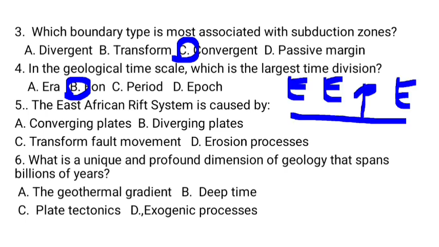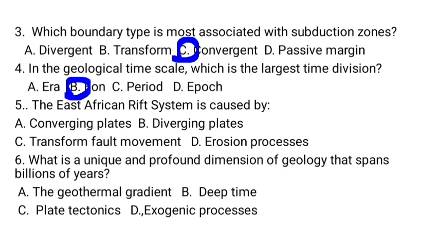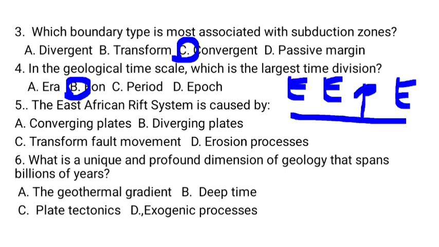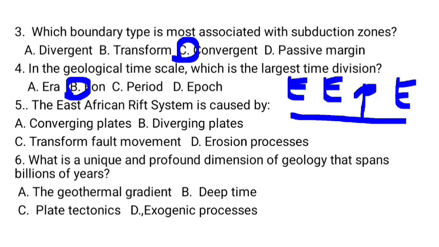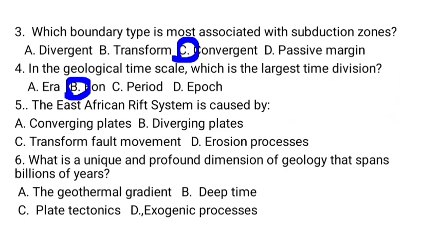Why? The geothermal gradient refers to the rate of temperature increase with depth in the Earth. It is not the dimension of time. So A is not the answer. C is not the answer also.